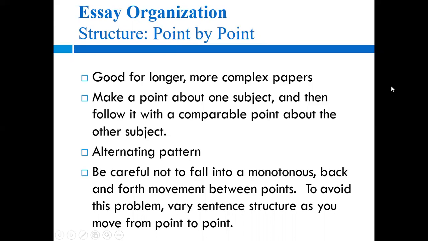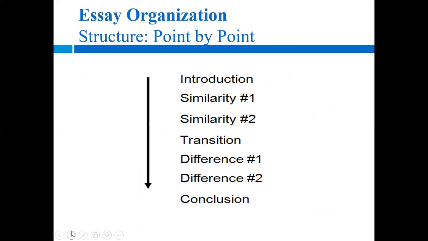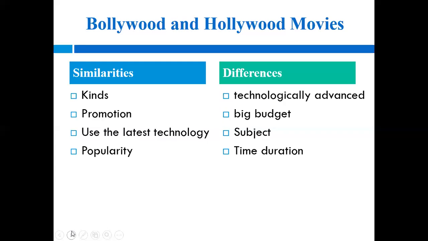To avoid this, you can vary the sentence structure as you move from point to point, as well as use transition words that help you maintain coherence and connectivity. So when you are doing point by point, you will first write definitely the introduction, then similarity one, then similarity two, then you will use the transition words, then difference one and difference two, and conclusion.